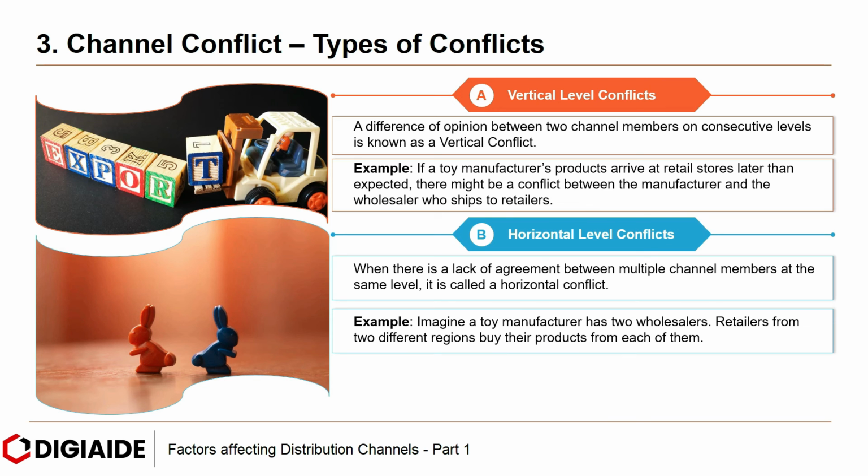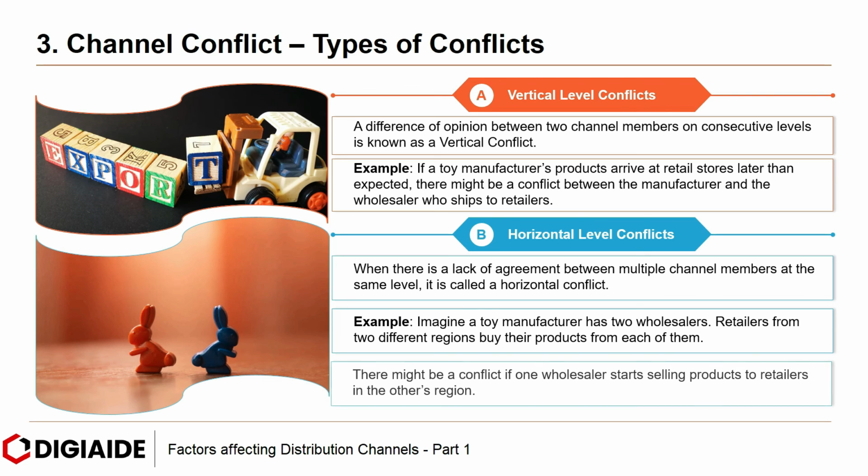For example, imagine a toy manufacturer has two wholesalers. Retailers from two different regions buy their products from them. There might be a conflict if one wholesaler starts selling products to retailers in the other region.